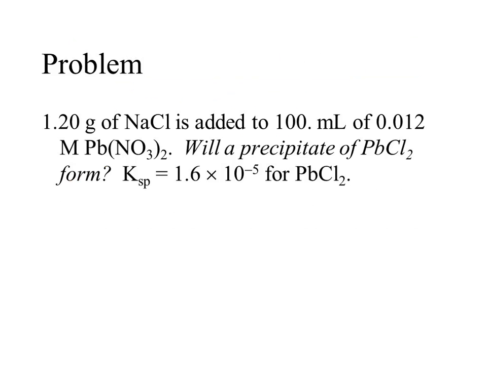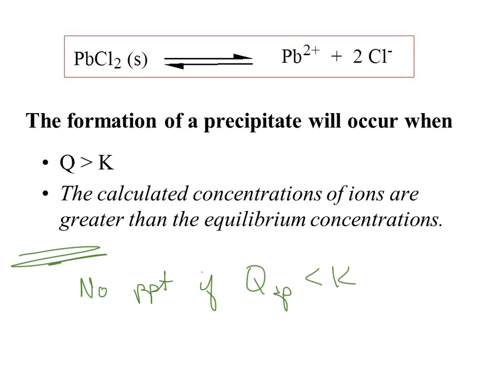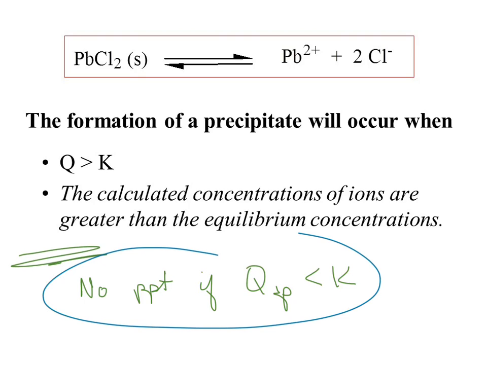Oh, by the way, on that last slide, what I want to mention, and this is already implied, is that at the bottom of this you want to draw a line and say no precipitate. PPT is my abbreviation for precipitate. No precipitate if QSP is less than K. And that's kind of what we said on the previous slide.